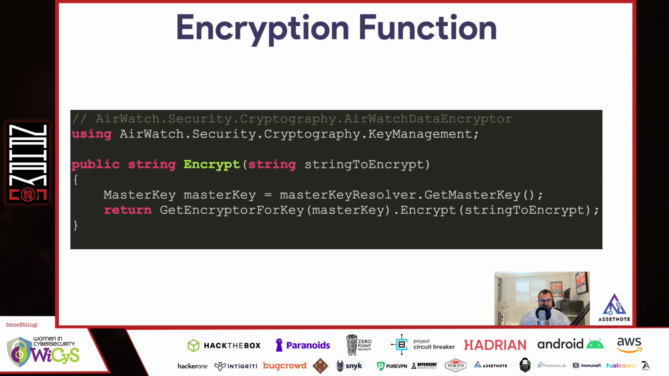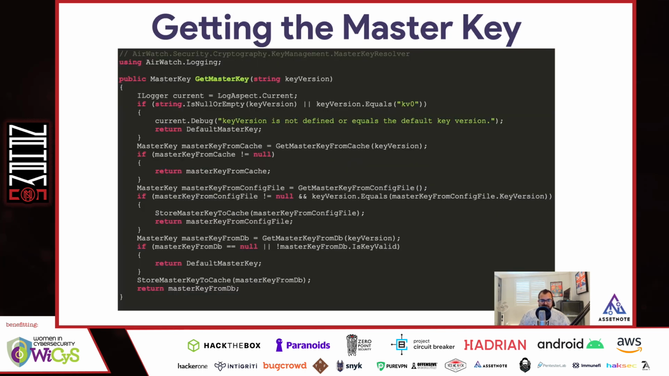The encryption function looks something like this. It would obtain a master key, and then it would return a function with that master key and encrypt using that function. When we looked at the function to get the master key, we realized that the logic was actually quite flawed, and it would return the default master key in most scenarios.